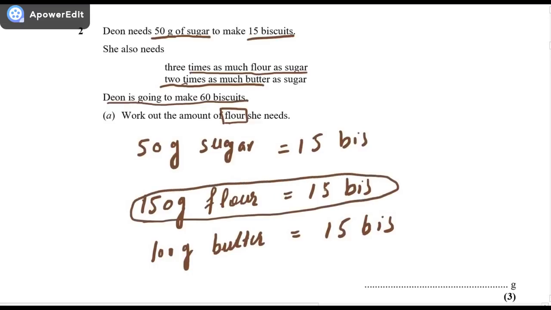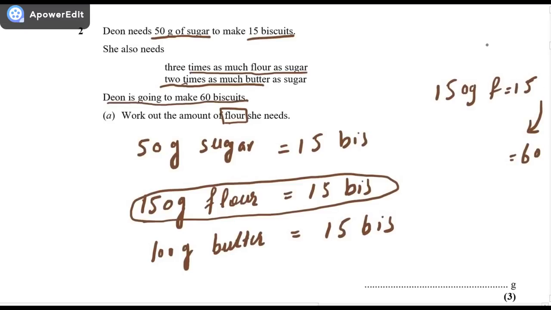So for 15 biscuits she needs 150 gram of flour. I'm gonna write down here. So 150 gram flour, she can make 15 biscuits. Okay, so we need to get 60. So for 60 biscuits, how much flour is she gonna need? So you can see here from 15.